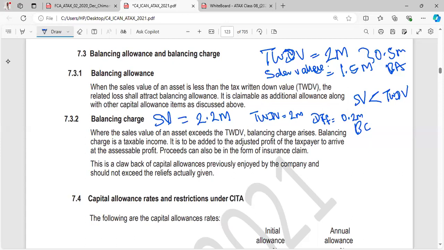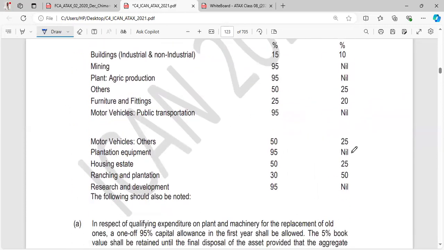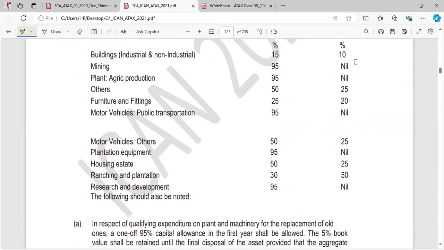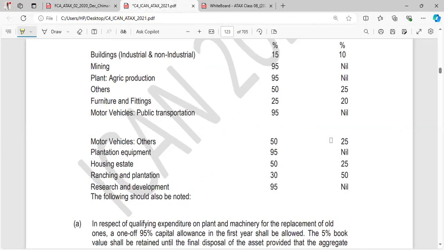All right. So we now go to capital allowance rates. As you can see here, these are the capital allowance rates. So this is the initial allowance, this is the annual allowance, and this is also here so that you can see it well. This will be given to you in the exam.